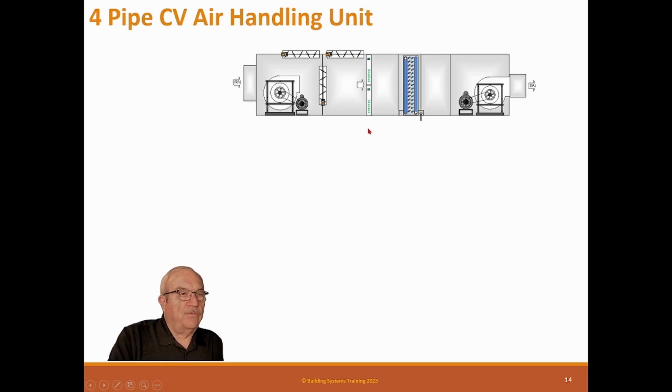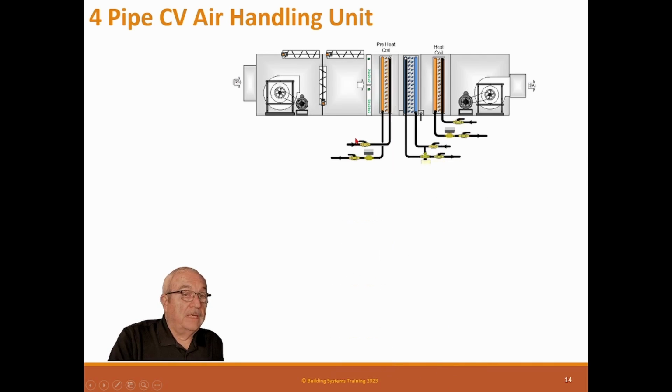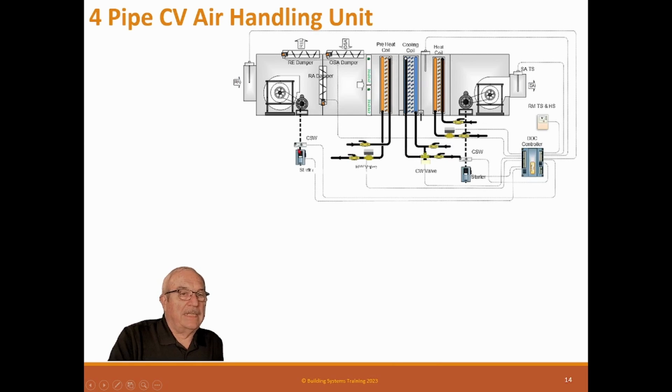Okay, here's a 4-pipe constant volume unit. Now it's got a chill water coil, a heating coil, and a pre-cool coil, a preheating coil. So now this has got 6 pipes, still a 4-pipe unit. It's got a control system. This one, again, does not have a building pressure, but it's got a supply air temperature. It's got auto dampers, starters for the fans, and modulating valves.